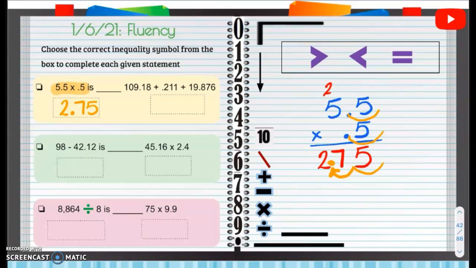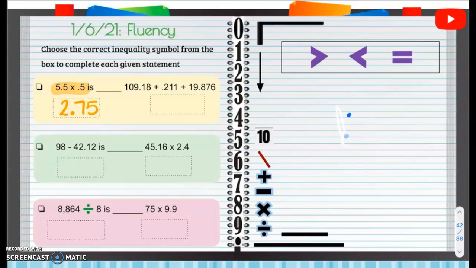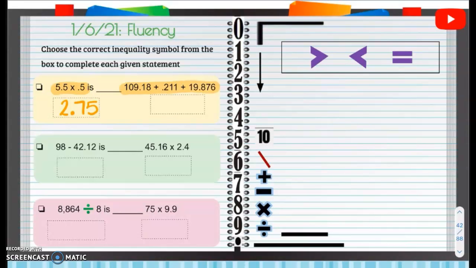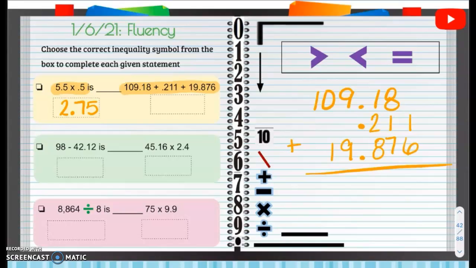All right, let's take a look at the next one. This is a great time to use scrap paper. 109 and 18 hundredths, and 211 thousandths, and 19.876. So we're going to add these all. When I'm adding or subtracting decimals, do I have to line them up? Yes, line them up. And yes, we can put placeholder zeros if you'd like.